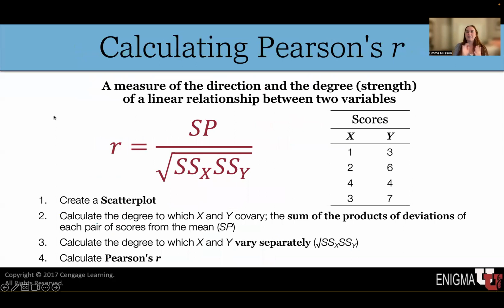So let's figure out how we calculate Pearson's R. Like we said, in the numerator here, we have the sum of the products, and in the denominator, we have the square root of the sum of the squares of each of the variables.